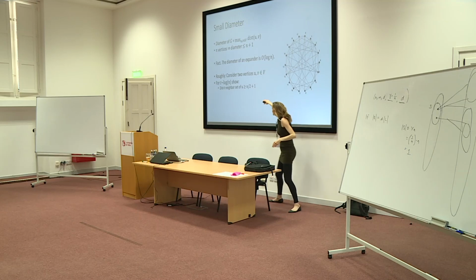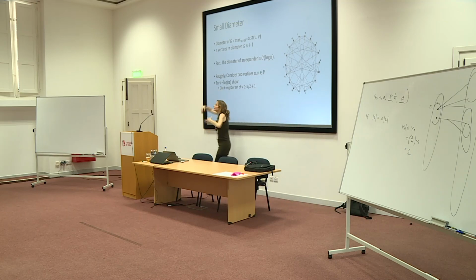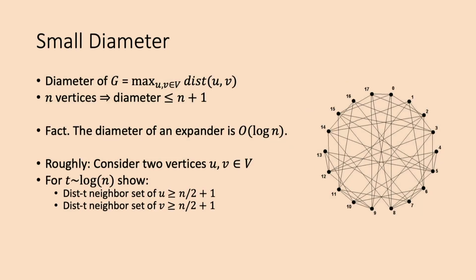And you can ultimately show that if you go something like logarithmically many steps, at some point this distance t neighborhood is going to be strictly bigger than half the vertices. Okay, bigger than or equal to n over 2 plus 1. So I did this for one vertex u. The same thing holds for vertex v. And now we're done. Why are we done?